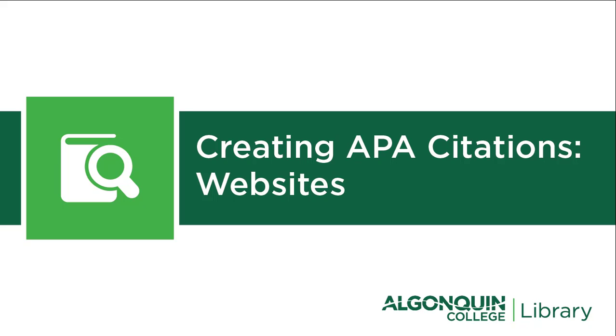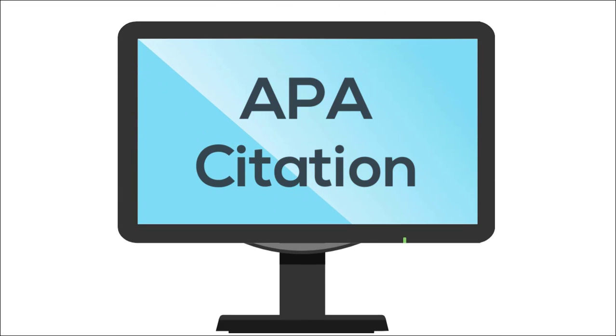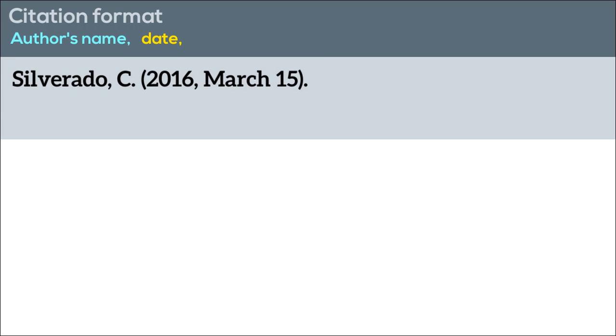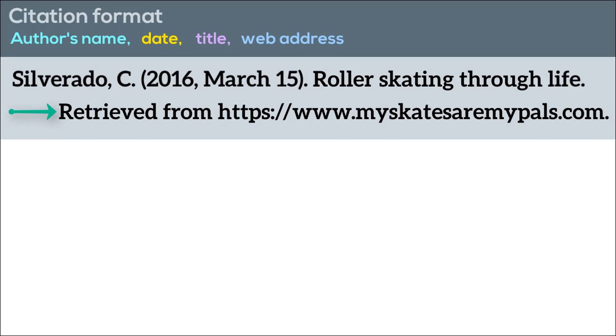Creating APA Citations. Websites. This video will show you how to create a citation for a website in APA style. We'll start with the basic format, and then we'll explain some of the variations. The basic format for a website citation looks like this: the author's name, the date of publication, the title, and the web address. As you can see, the second line is indented.